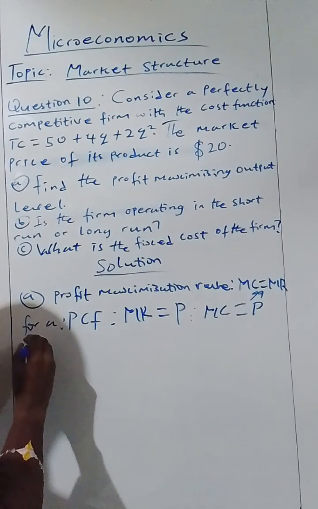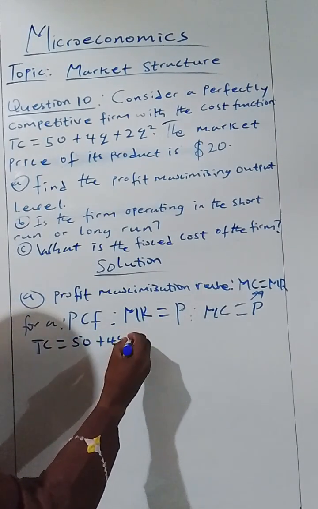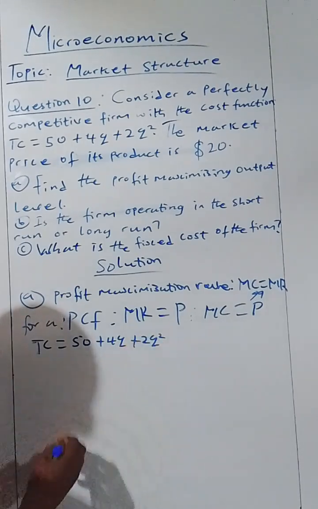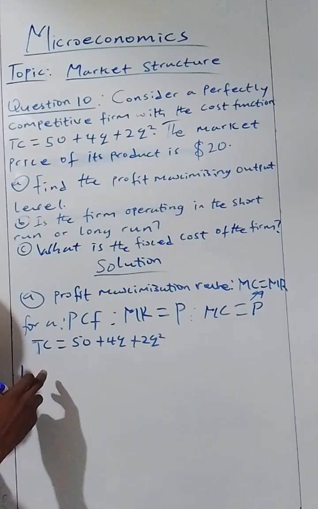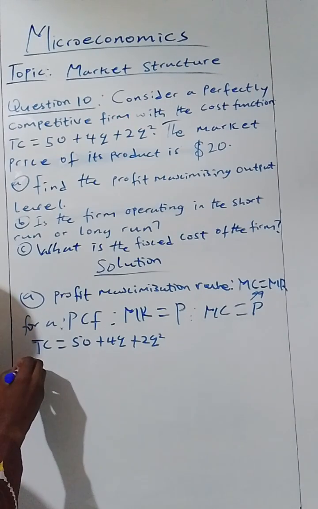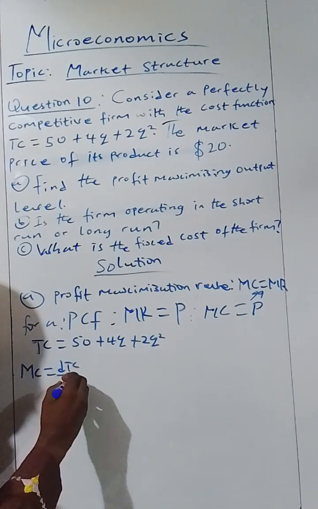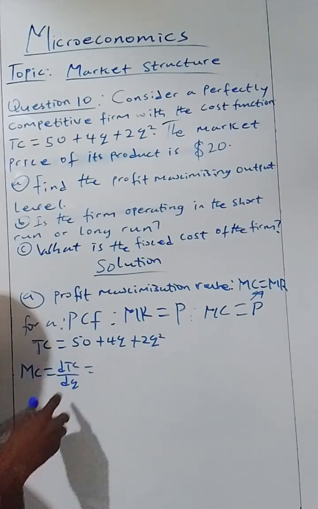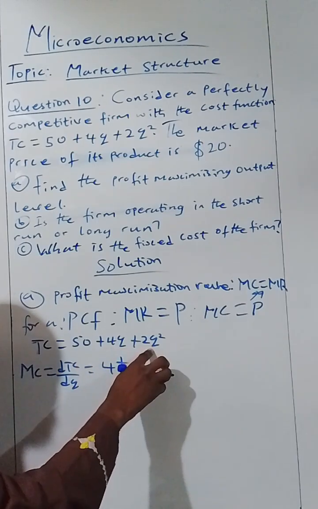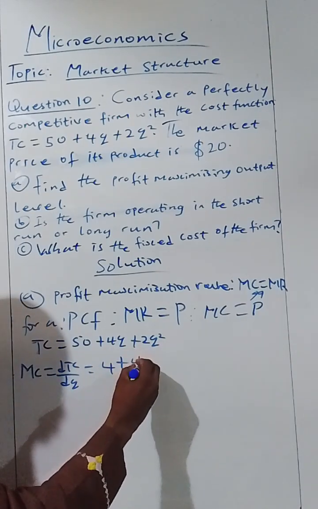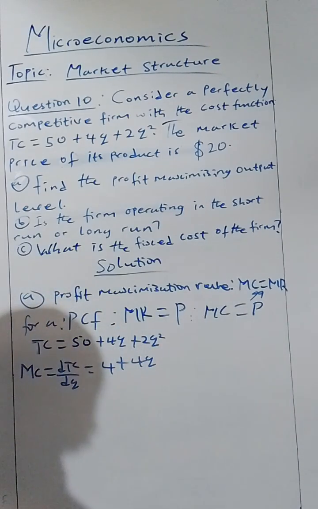You recall that our TC is equal to 50 plus 4Q plus 2Q squared. So we can simply derive our MC from TC by finding the first derivative of TC. That is, MC equals dTC over dQ. This is a constant, we ignore it, then we differentiate this, we have 4, plus, when we differentiate this, we have 4Q. Now we have derived MC.